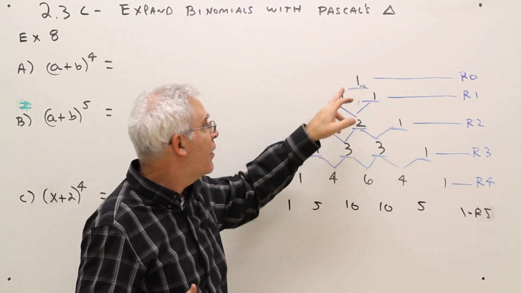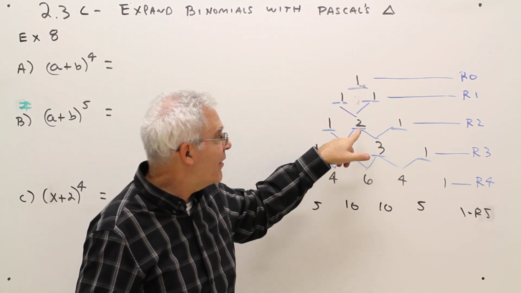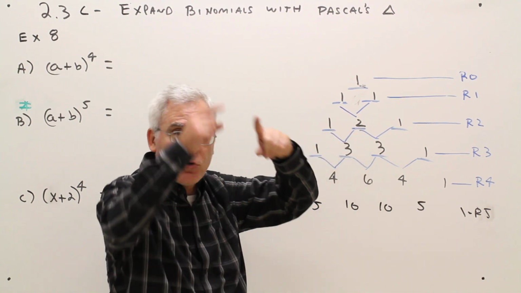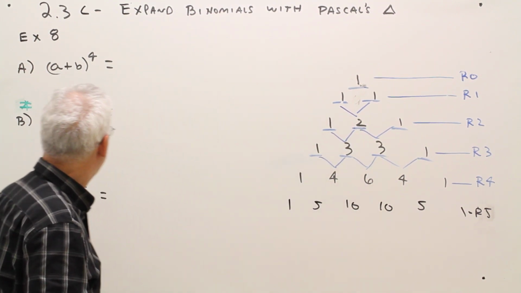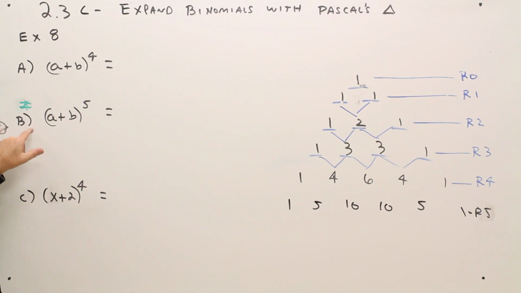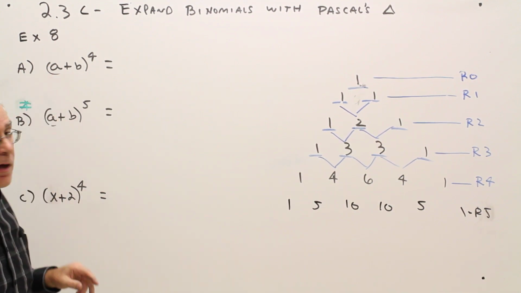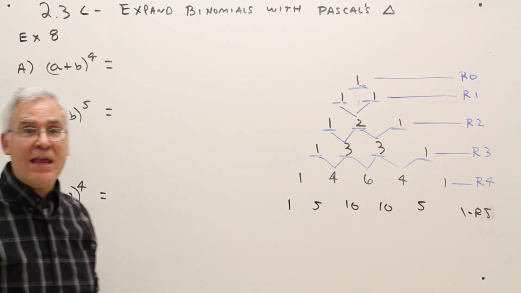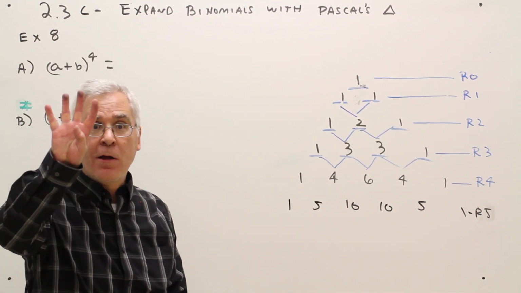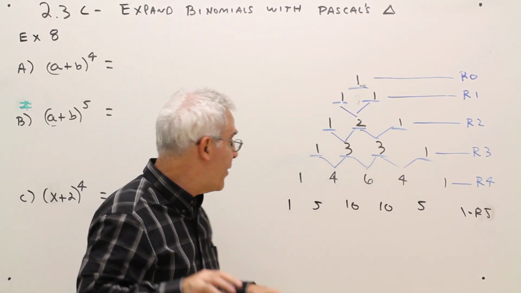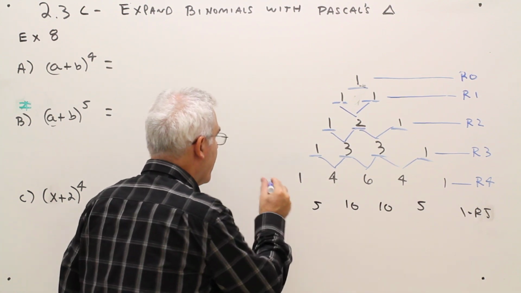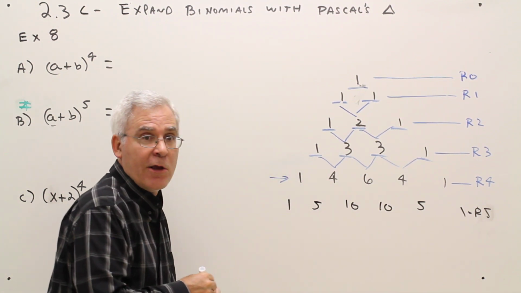A 1, a 1, 1, and then you can see the 1 plus 1 being 2 and the 1's on the outside. All right, so I did change example B in your notes, so please change it to this. So let's start. (a + b) raised to the 4th power. So I want to go to row 4. So just to let you know, this is the row that I'm going to be going to.